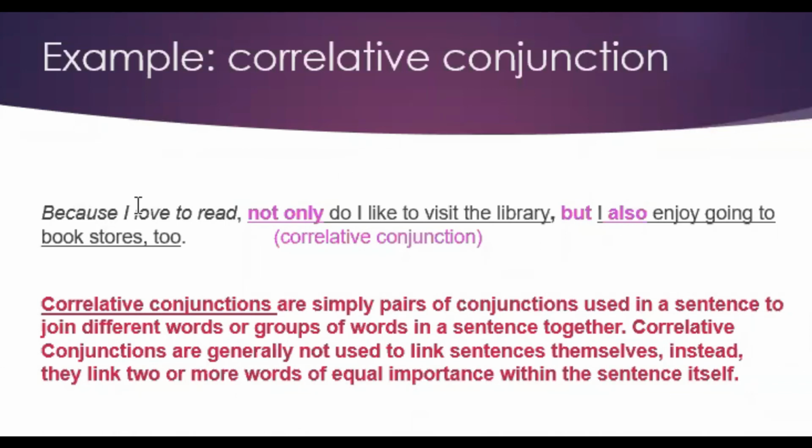So we're here in Freedom Hope, and this is the bridge that takes us to Georgetown. "Because I love to read, not only do I like to visit the library," and so here we're in Georgetown, and we want to go to Mahaica. So we have another pair of conjunctions that will help us to get there, another bridge. So, "not only do I like to visit the library, but I also enjoy going to bookstores too."